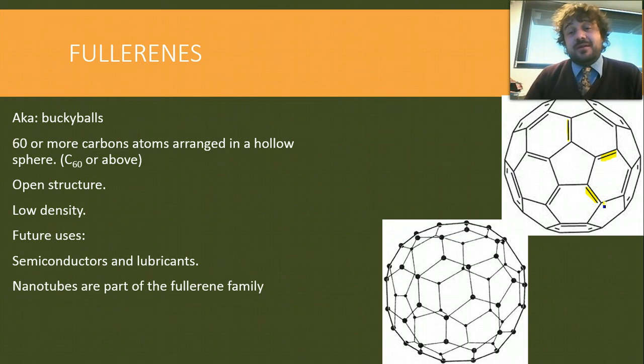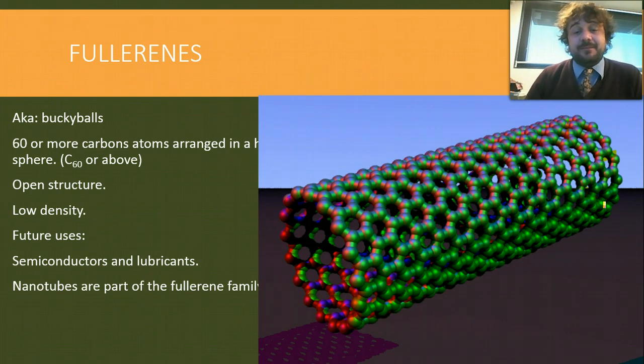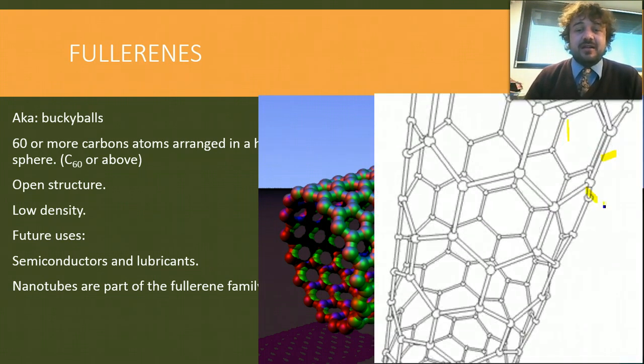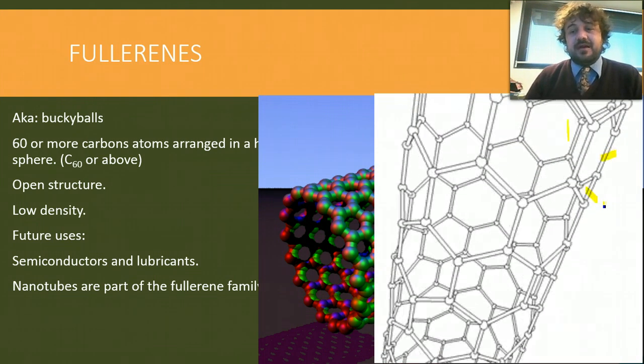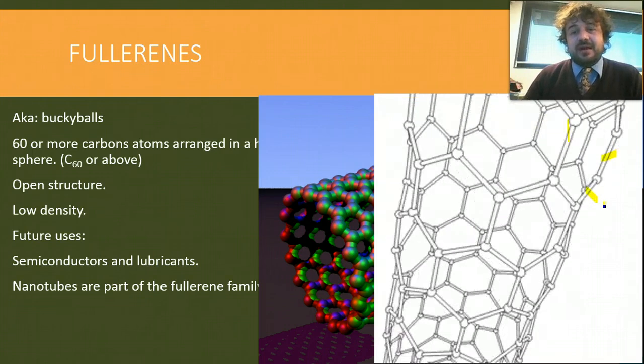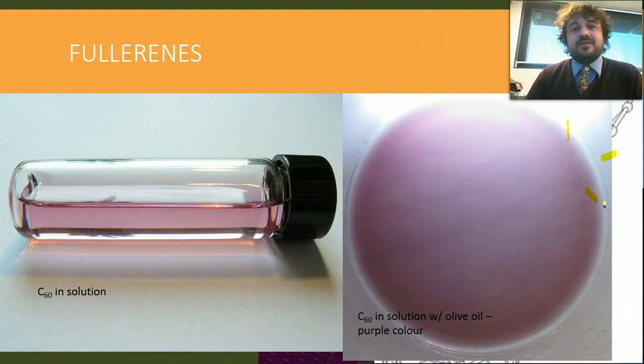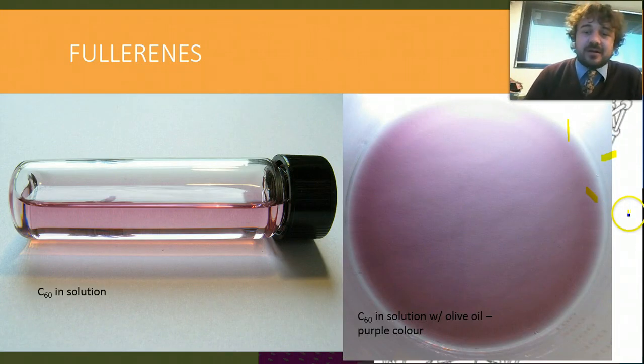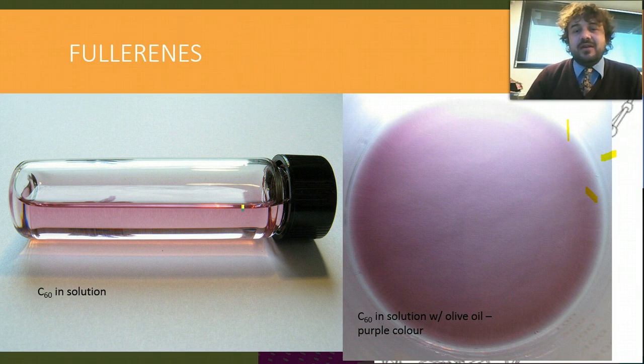Nanotubes are part of the fullerene family, and we see one here. Now, these are insanely interesting and really useful for lots of different applications, although none on a large industrial scale yet. And here we see a nanotube spinning around, and then we move off to what it looks like. So it's not black, it's not clear, it's actually always in solution with olive oil, interestingly enough, and here we see it as a purple color, and that's what color it is.